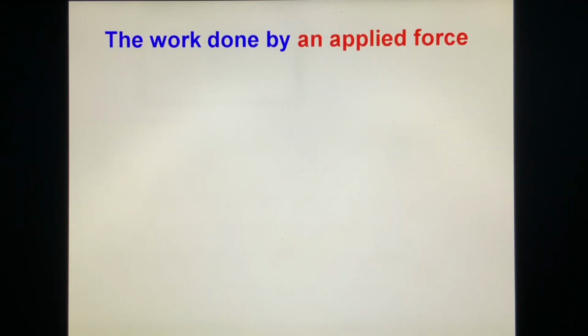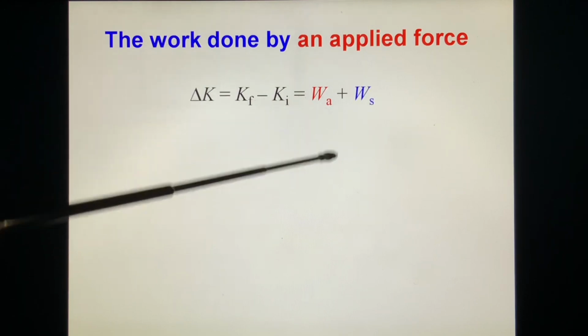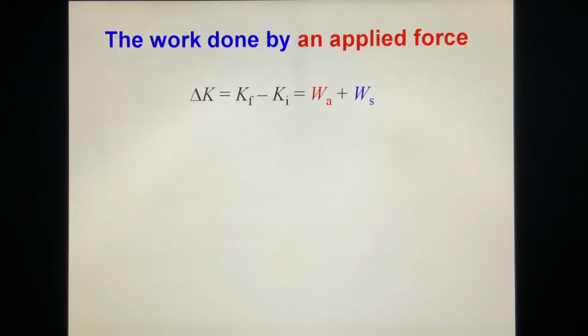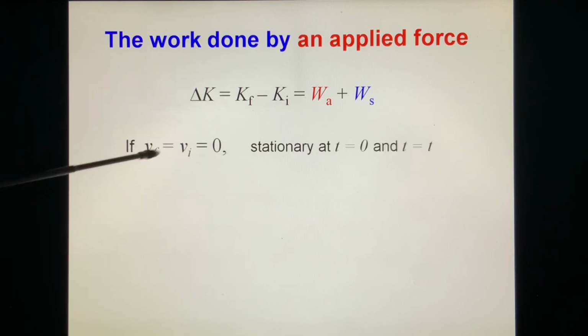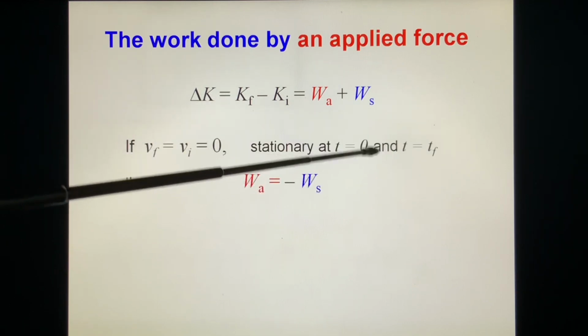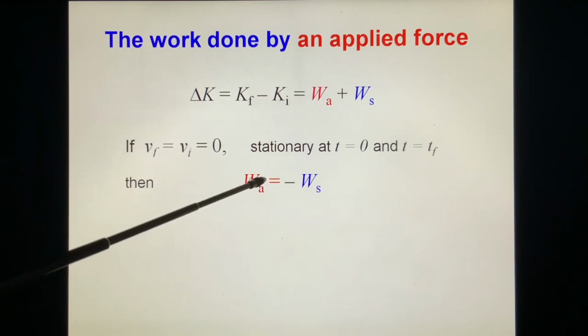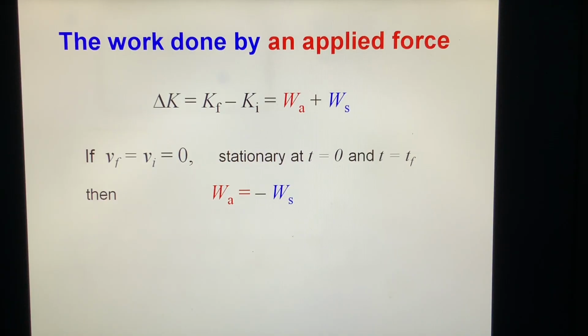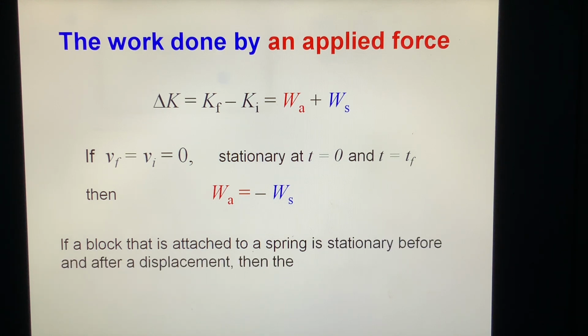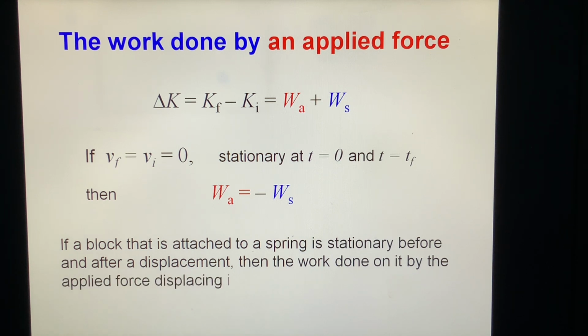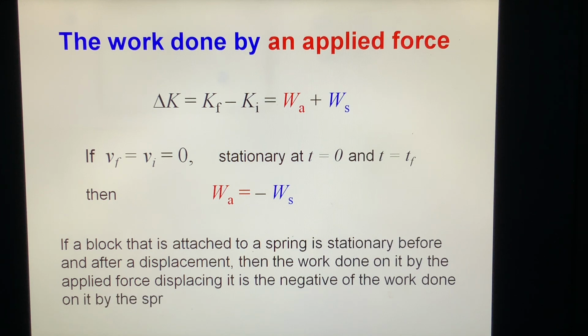The work done by an applied force in the spring case: we know delta K equals K final minus K initial equals the work from two forces, the applied force and the spring force. If the kinetic energy change is the only change of the energy, and if V final equals Vi equals 0, all stationary at t equals 0 and t equals t final, then we find this is 0. And we find the work done by an applied force equals minus the work done by the spring force. If a block that is attached to a spring is stationary before and after the displacement, then the work done on it by the applied force displacing it is the negative of the work done on it by the spring force.